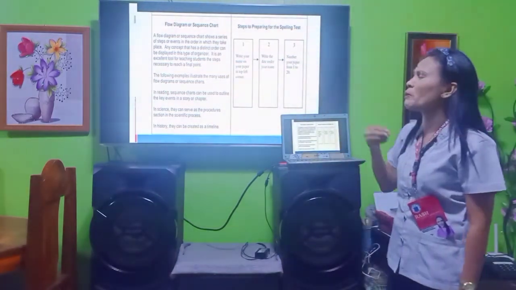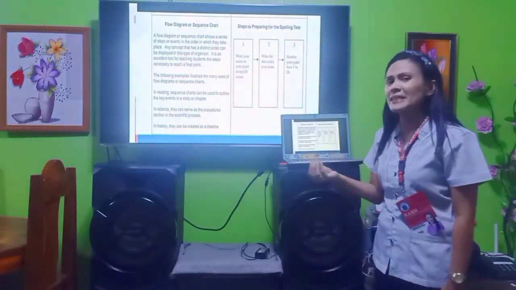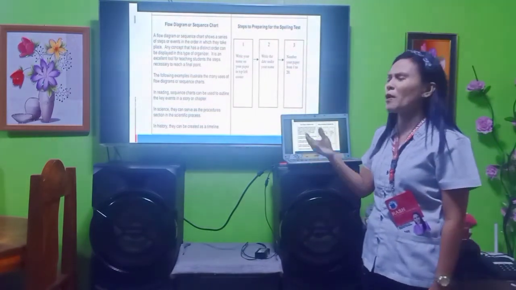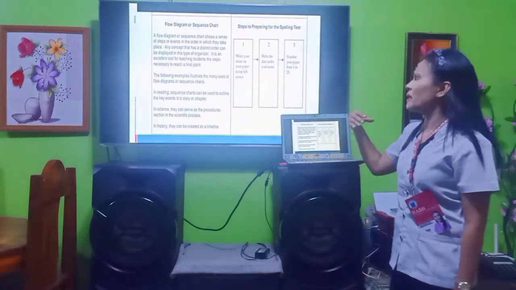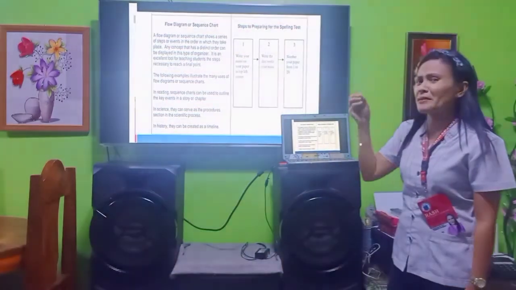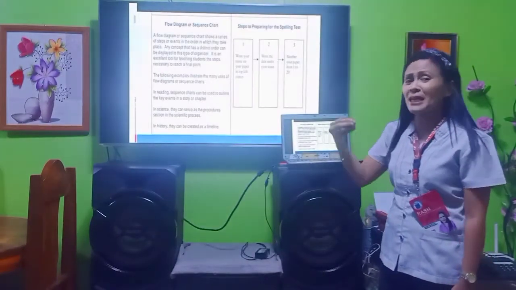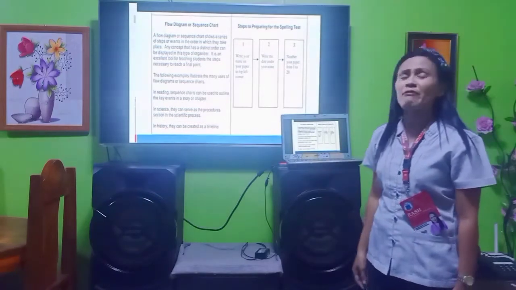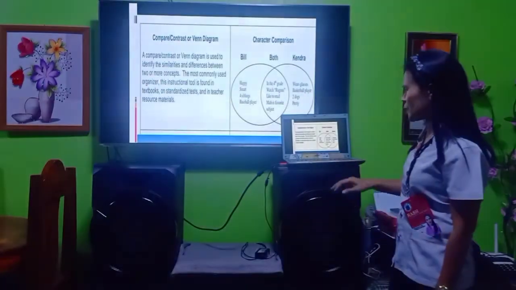Say for example, when we wanted to prepare for a spelling test, what are the necessary things we have to do? Number one, we can write our name on the paper. Number two, we can write the date under our name, and we can write numbers 1 to 20 for us to commence with the spelling test. So this one is an example of a flow diagram or a sequence chart.